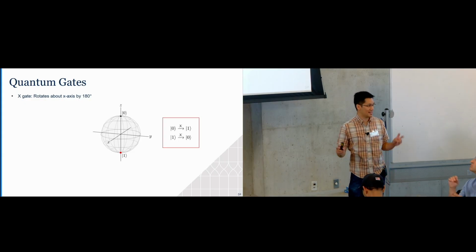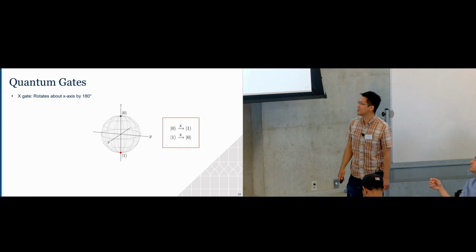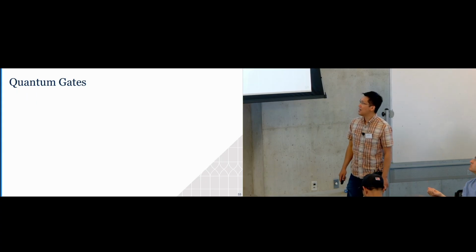All right, so the x gate turns 0 into 1 and 1 into 0. So this is your NOT gate, if you're familiar with logic gates. An x gate is just a NOT gate. Let's look at another example.